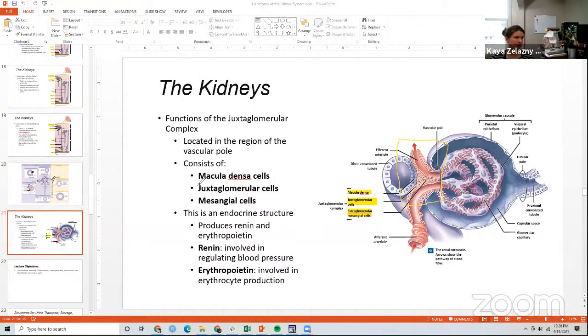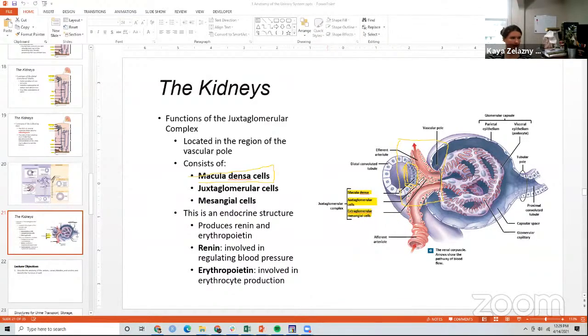So we have our macula densa cells, right? So our macula densa cells are here, right? So our macula densa cells are essentially in contact with the tubular fluid, right? Which we said that ultimately one of the reasons we're releasing renin, which is ultimately going to give us aldosterone, which is going to trigger ADH, which is going to trigger water reabsorption, is that these macula densa cells are sensing the low concentration of sodium and chloride in the fluid. So those are one component of the juxtaglomerular complex.